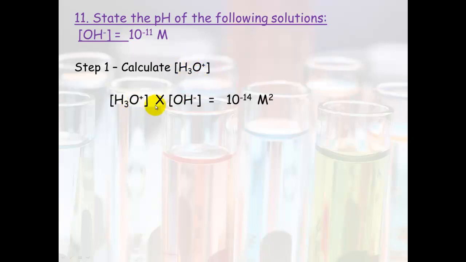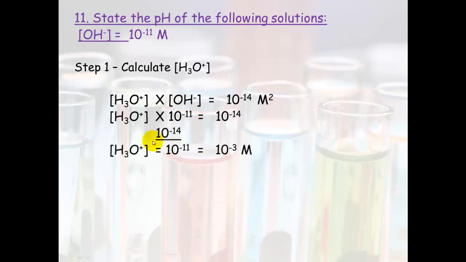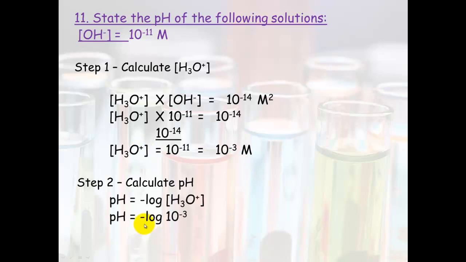Question 11. State the pH of the following solution. So here we've got the hydroxide concentration, which equals 10 to the negative 11. The first thing we always need to do is calculate the hydronium concentration, and we do that using this formula. So we plug the concentration that we know in here, and you can solve then for the hydronium concentration and you'll get 10 to the negative 3 molar. Then you can calculate the pH because you've got the hydronium concentration. So pH will be equal to negative log 10 to the negative 3, so pH equals 3.